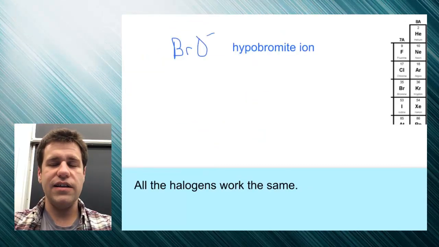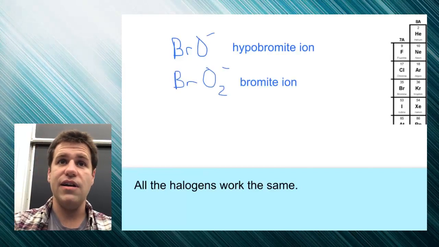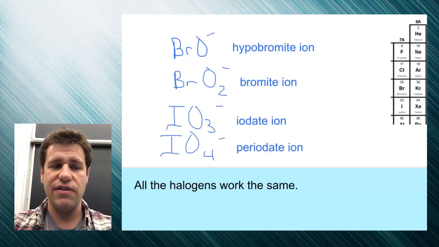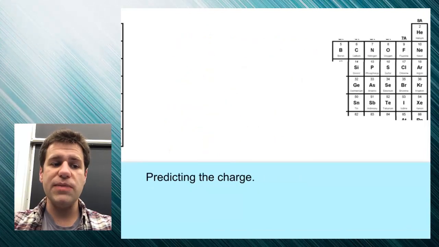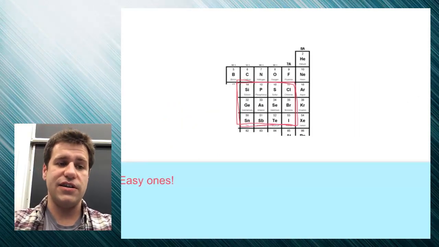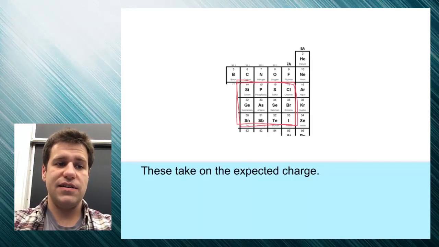And like I said, all the halogens work the same. So the only difference is whether you have chlorine, bromine, or iodine. But the formulas, the charges, everything stays the same, even the naming convention. The 2 tricky parts are knowing how many oxygens or what the charge is going to be. So how do we predict the charge? Let's do that. We'll start with the easy ones.